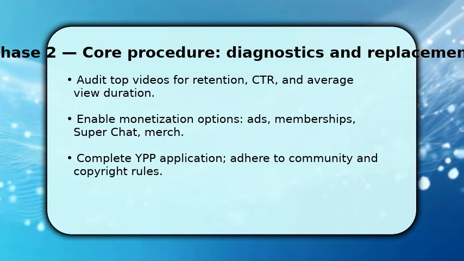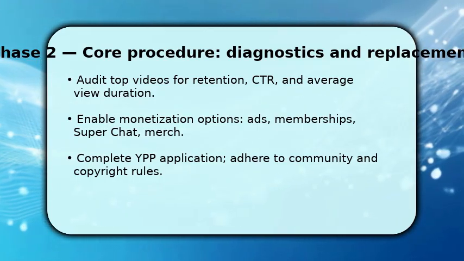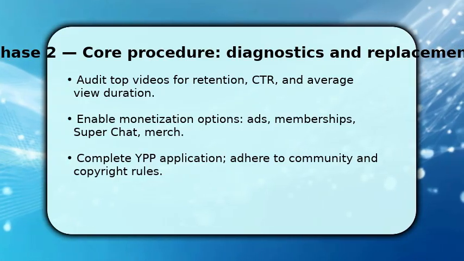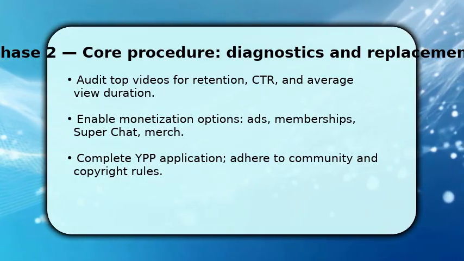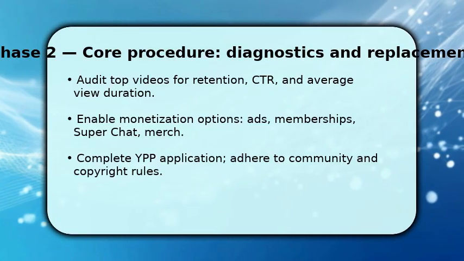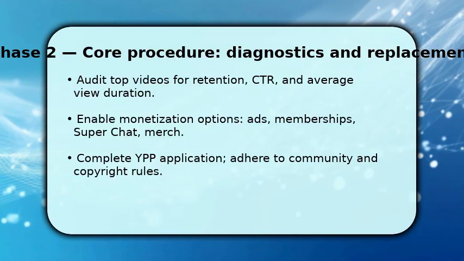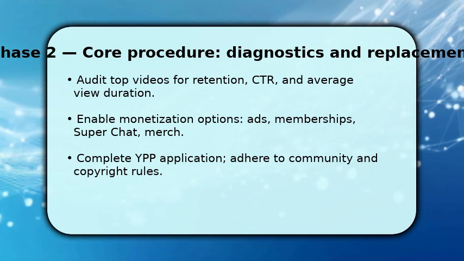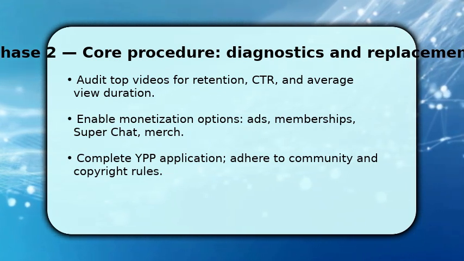Once metrics look solid, submit your YouTube Partner Program application and ensure every uploaded video follows community guidelines and copyright rules because violations delay approval. Make sure to add clear thumbnails and end screens to boost watch time while the review is pending.